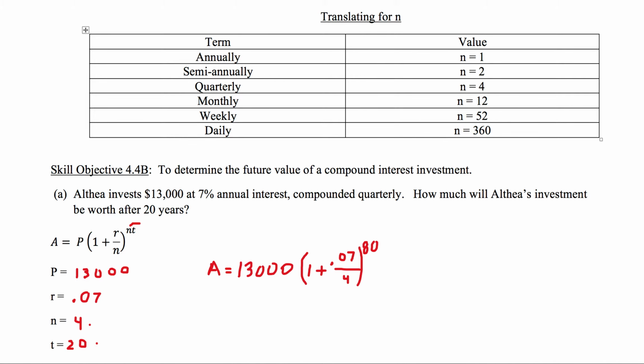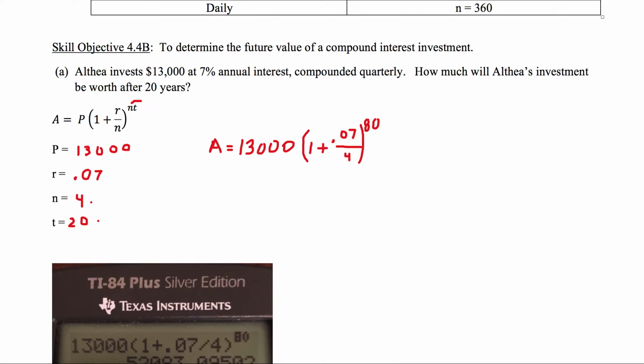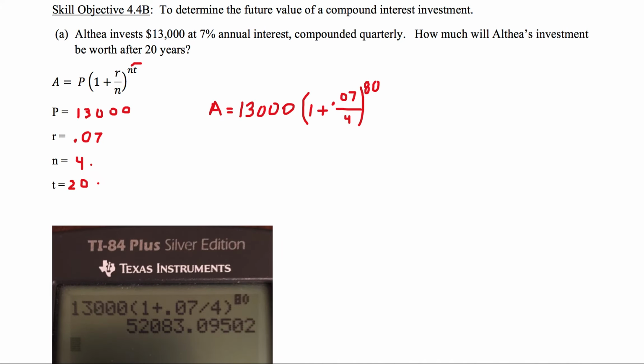Now we're going to put this in our calculator, and I just want to show you how it goes in the calculator. You're going to be best off if you can enter it in the calculator all at once, and you can see there on my calculator screen how I did that. And you can also see the correct answer is $52,083.095. As always, if you have trouble with your calculator, let me know and we can talk about how you put it in.